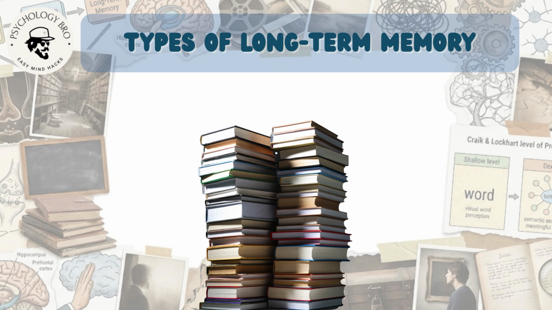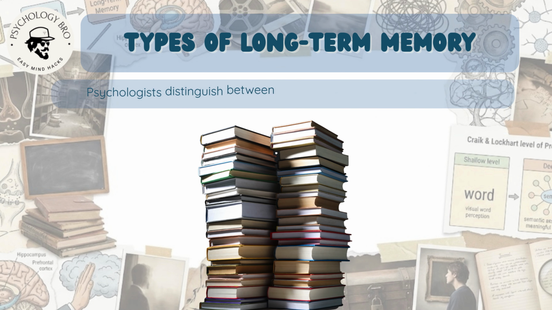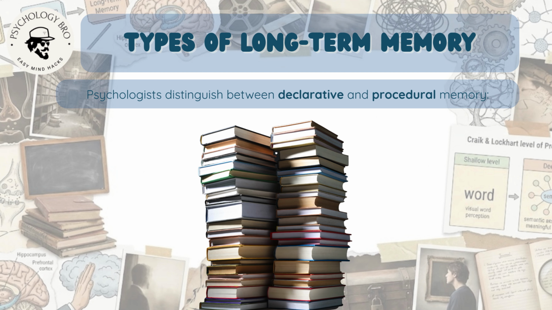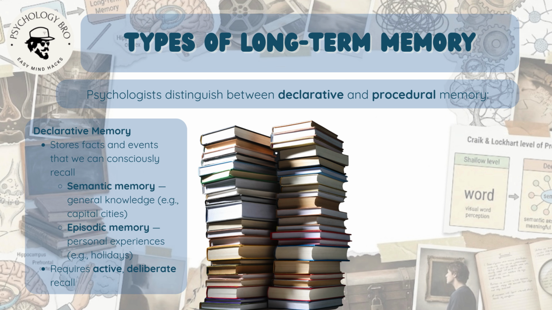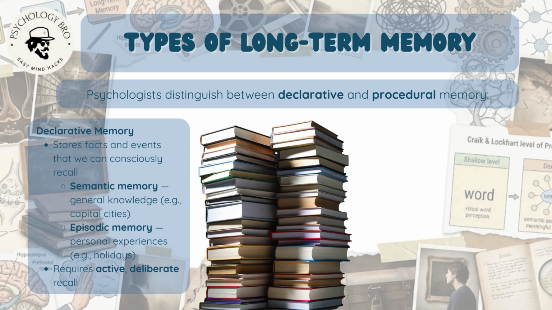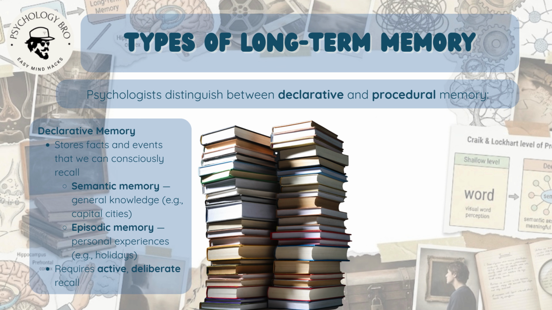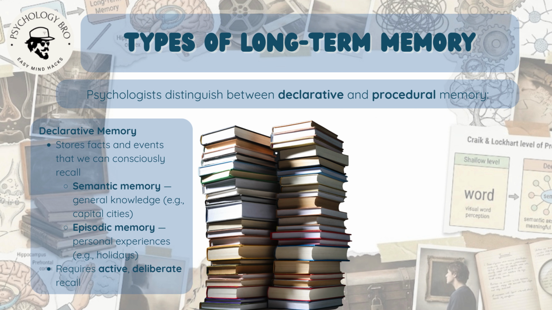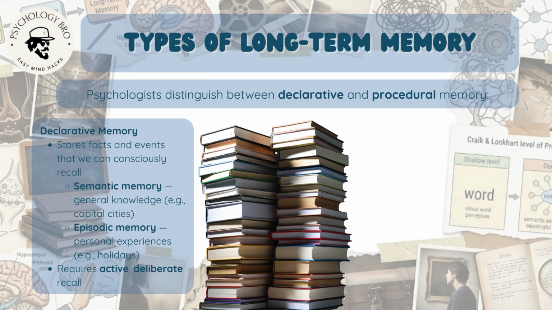Let's move on to the types of long-term memory. Psychologists divide long-term memory into two main categories, declarative and procedural. Declarative memory requires active, deliberate recall. It stores facts and events that we can consciously remember. This is further split into semantic memory, your general knowledge, like knowing the capital cities of the world. Episodic memory, your personal experiences, like remembering your last holiday.